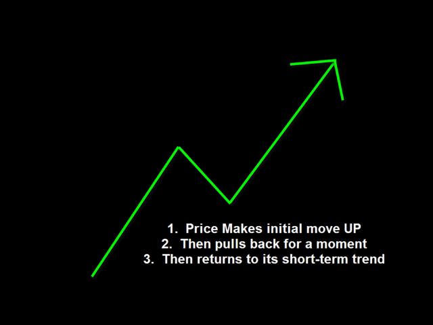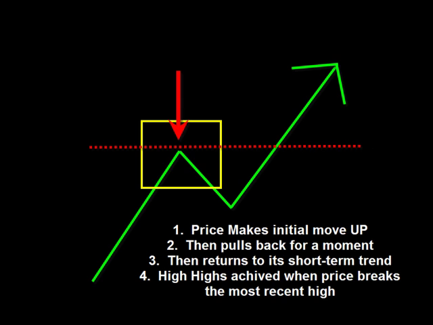Number 2 is where it pulls back a little bit. Number 3 then, of course, is where it returns to its short-term trend. And of course, as you can see in this illustration, the higher highs were achieved when the price breaks the most recent high. And of course, that's circled with that yellow box and that red arrow. So that initial move up followed by the pullback, then our new higher high is achieved on step 3 when it breaks through that red horizontal line there on your screen.